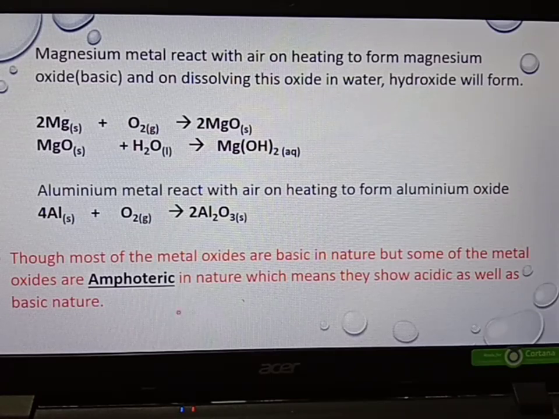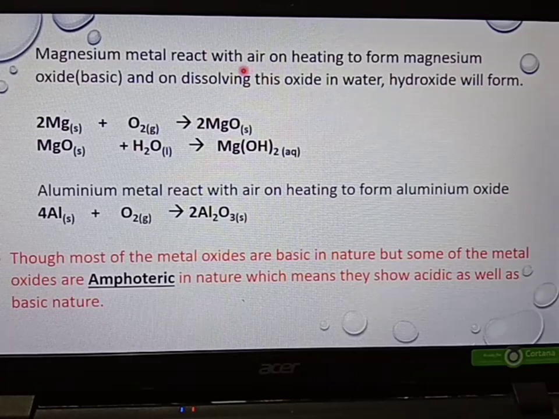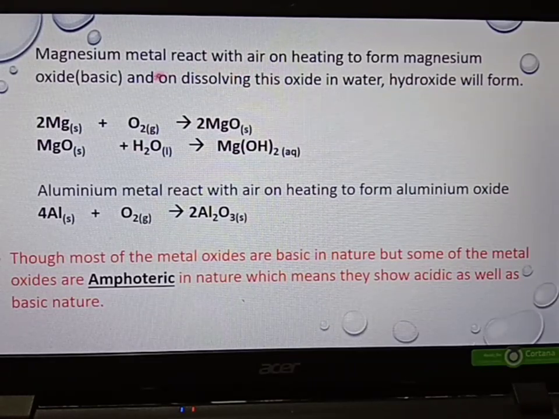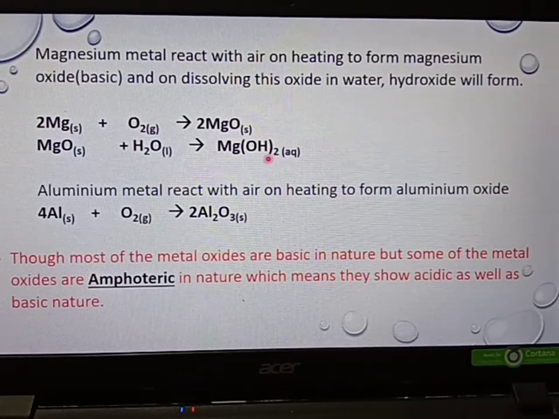Next, magnesium. Magnesium also reacts with oxygen, but we need to provide a little heat before the reaction. Magnesium metal is first heated, then it starts burning, or the reaction starts when magnesium gets a little warm. Magnesium similarly reacts with oxygen to give solid magnesium oxide, and when this magnesium oxide is dissolved in water, it gives magnesium hydroxide. Again, this magnesium hydroxide solution is a basic solution.